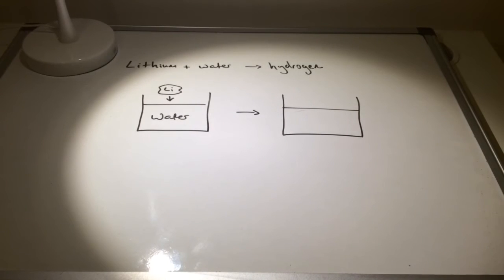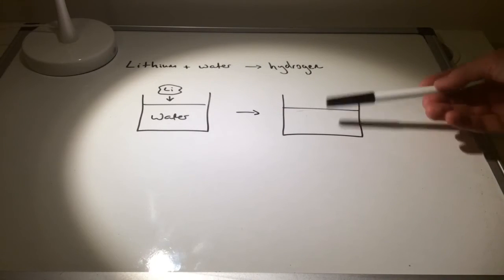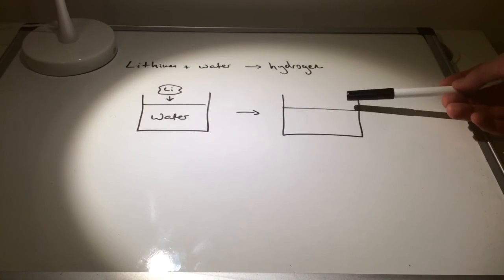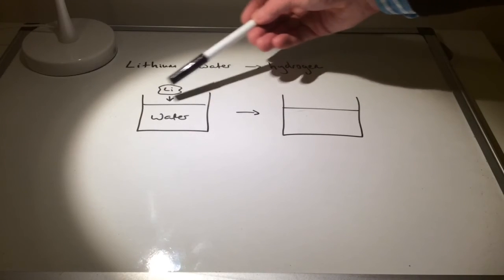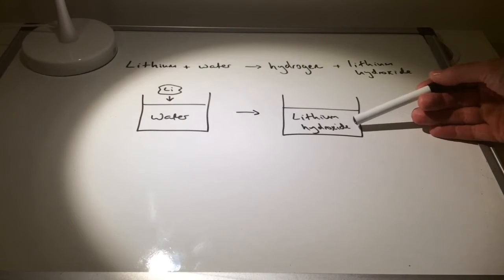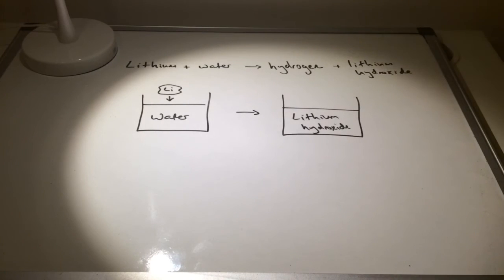Now, provided you added the right amount of lithium to the right amount of water, they would completely react with each other, and once the reaction stopped, obviously there's no more hydrogen being made, the beaker would look like this. So the lithium has actually reacted and dissolved into the water. And you can see the chemical that's made as a result of that is called lithium hydroxide. So there we've got the actual word equation now for this chemical reaction. Lithium plus water makes hydrogen and lithium hydroxide.